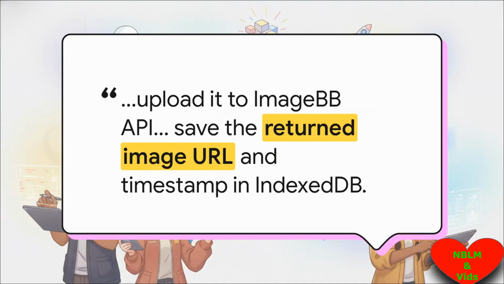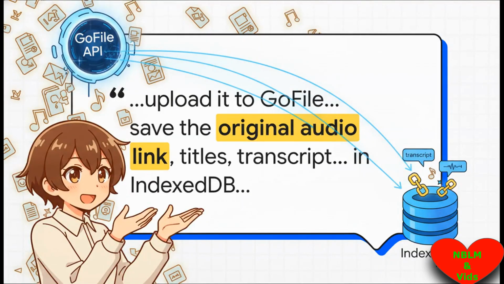Now, the secret sauce here is that you're not actually saving the file in your app's local database. That would be way too big. Instead, your prompt tells the app to first upload the image to ImageBB. ImageBB then hands you back a URL, and you just save that URL in your IndexedDB. Your app only has to remember the link, not the giant heavy file itself. Pretty clever, right?